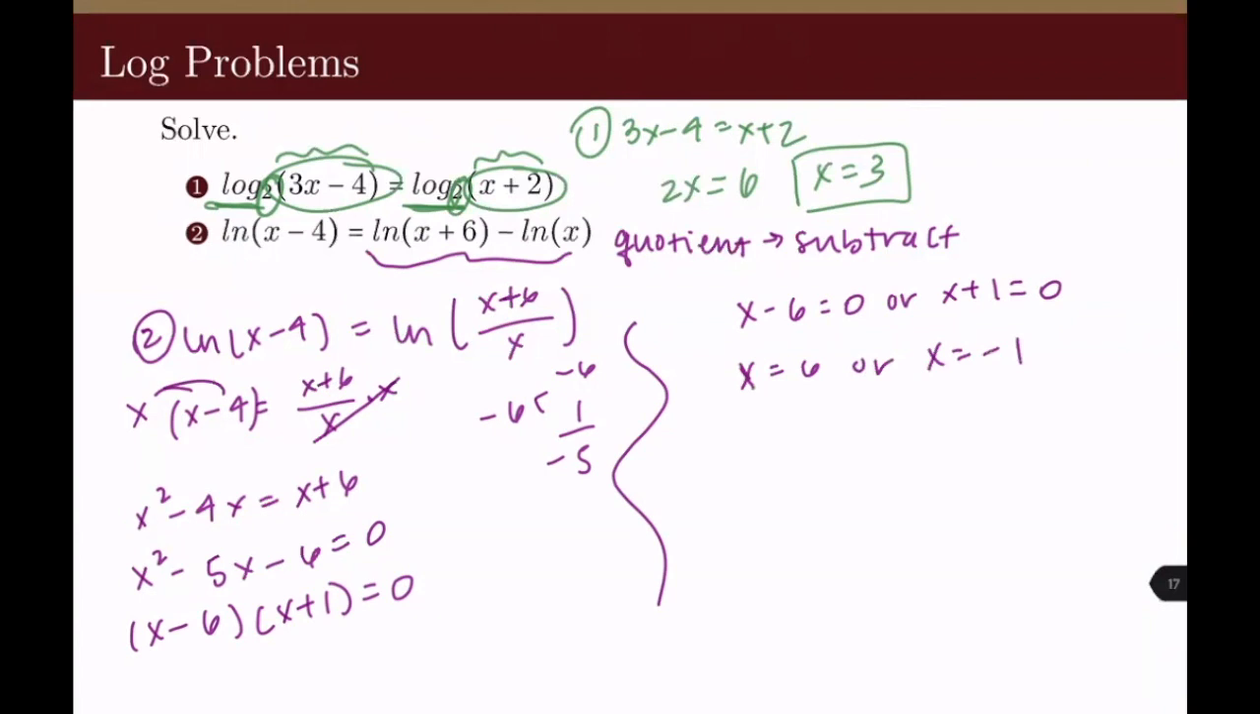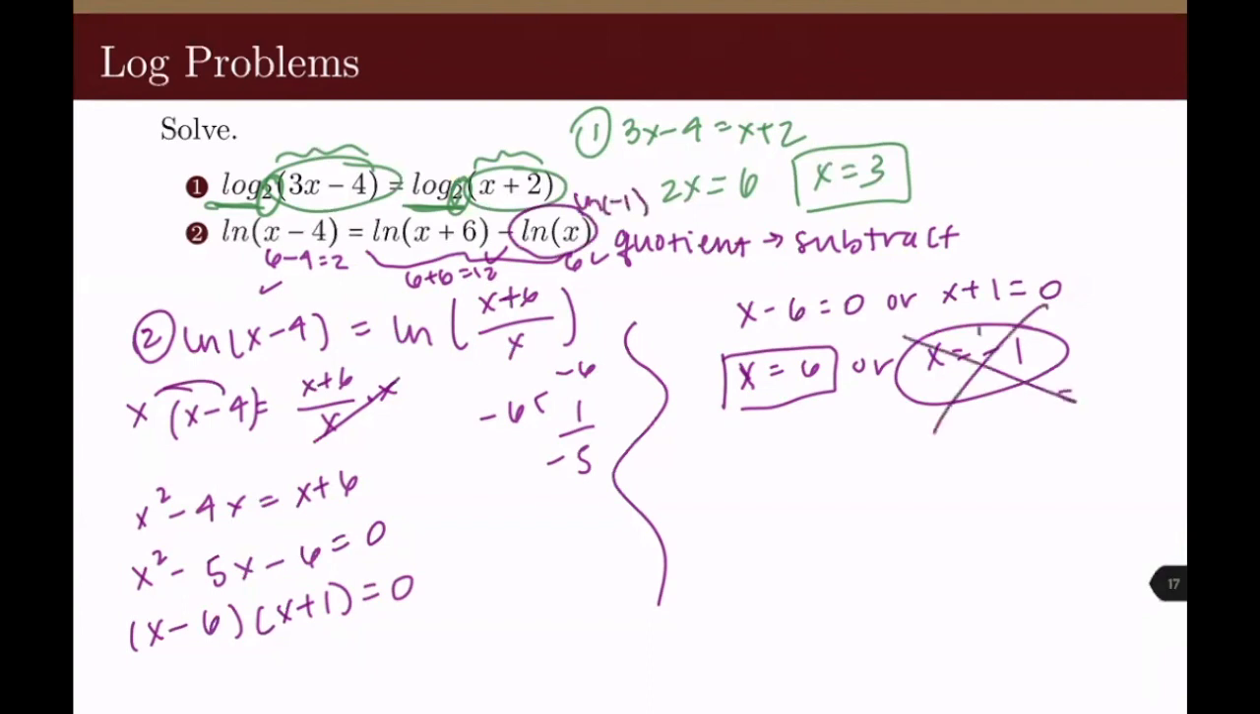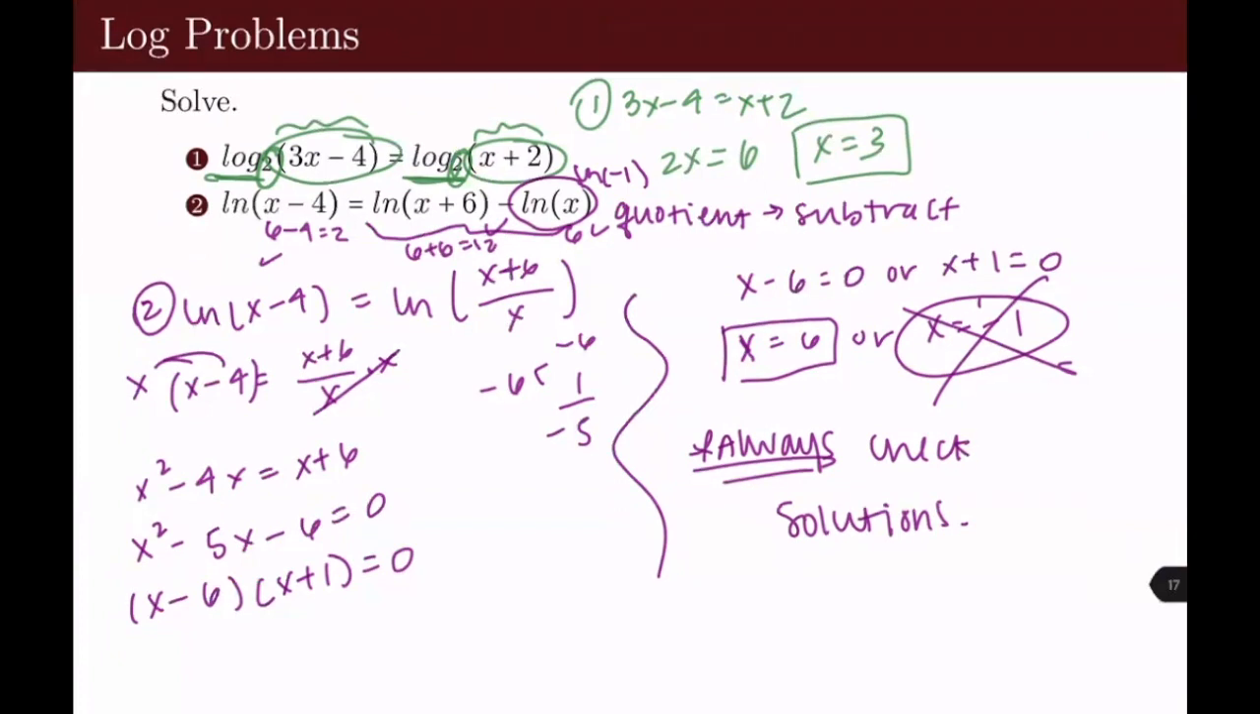There's one more trick to these problems, and that's that we have to plug them back in. So if you look, for example, at x equals 6, I'll have 6 minus 4, which is 2. That's fine. 6 plus 6 is 12. That's fine. Natural log of 6, that's fine. But what happens when I plug in negative 1 is I'm going to then have the natural log of negative 1, which I can't have. So we reject negative 1 and we only keep 6. So you need to remember to always check your solutions. Always, always, always. Because we cannot have a negative inside that log. Okay, let's move on.